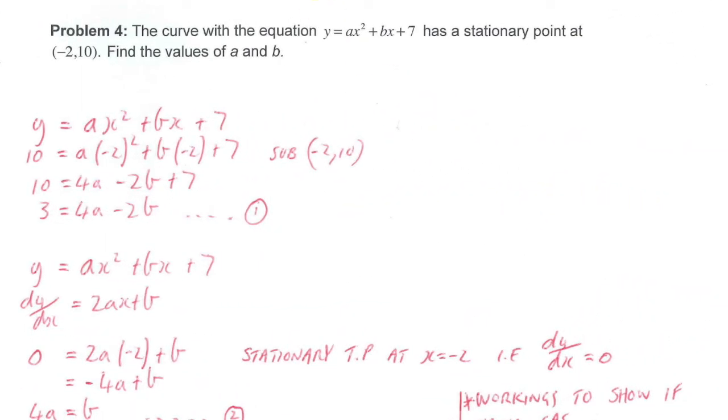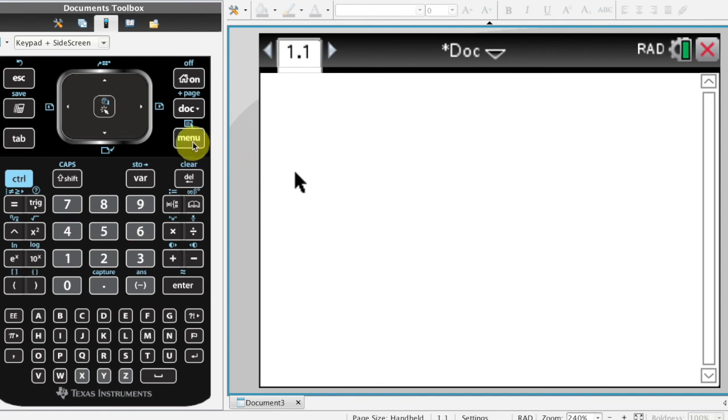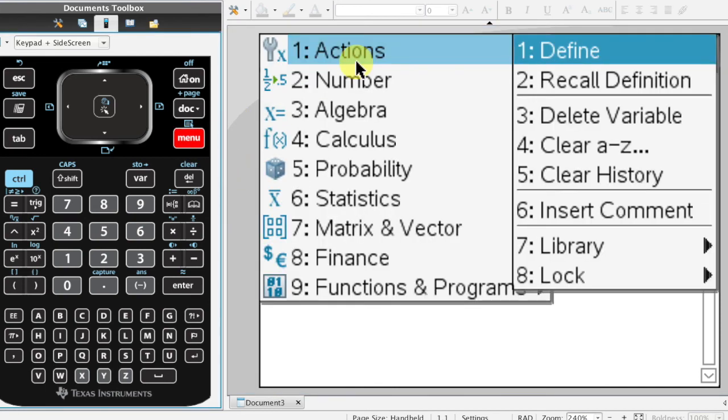Here we've got y equals ax squared plus bx plus 7. There's a point (-2, 10) which is on this curve, and furthermore that's a stationary turning point. We need to use all of that information to work out the coefficient a and the coefficient b. How do we do this using the CAS? I'm going to start off by defining the function. So menu, actions, and then define.